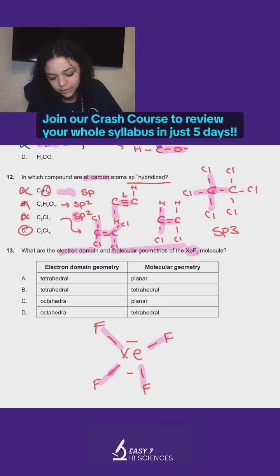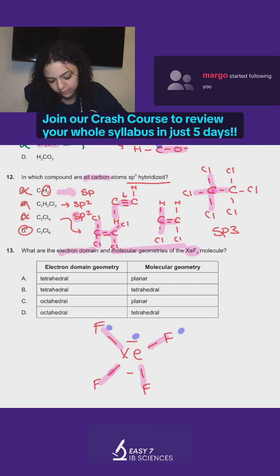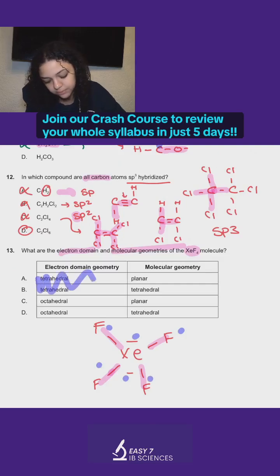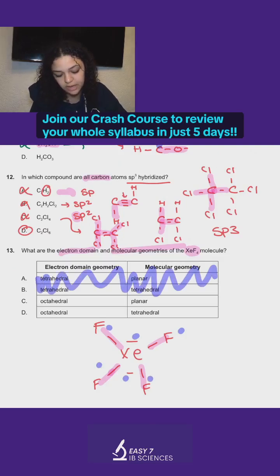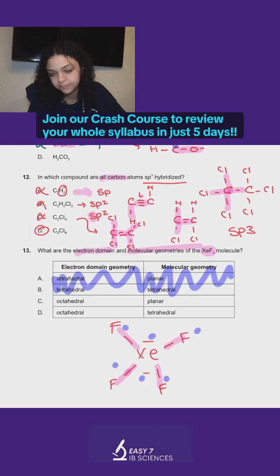So, what is the electron domain geometry? How many things is it bonded to, guys? It's bonded to 1, 2, 3, 4, 5, 6. So we know it's octahedral. And then is this giving a tetrahedral or a planar? What are we thinking?